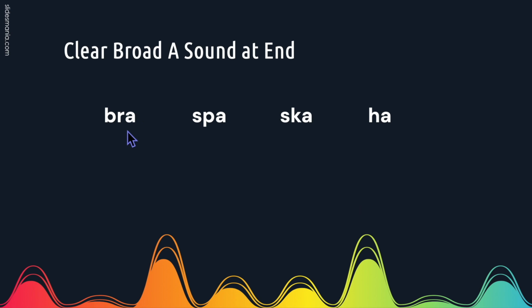When a word ends in A, it may have the broad A sound of ah. However, there aren't very many words that actually use this sound. Here are some of them. Bra, spa, ska. Ska is a type of music. And the exclamation ha.